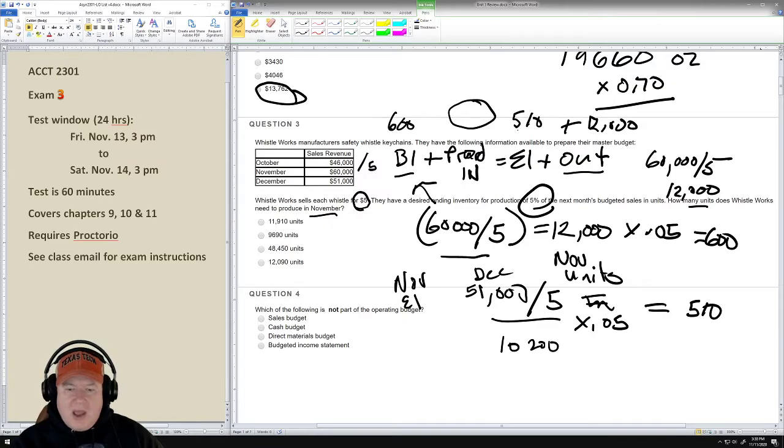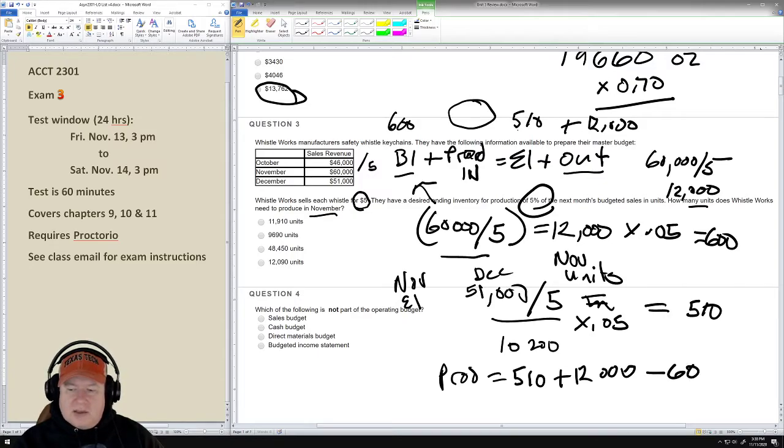So you end up having the amount of production is 510 plus 12,000, and then we have to drag the 600 over, minus 600. And that gives you 11 something. 11.9. Oh, well, it's going to be this one. 11.9.